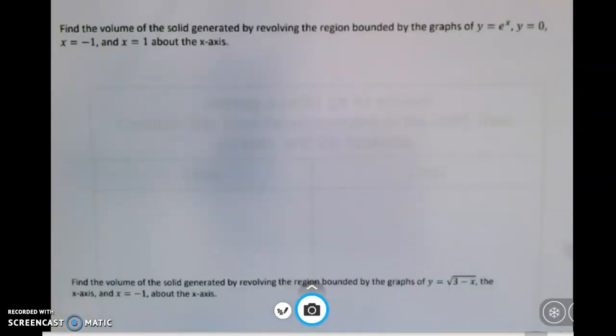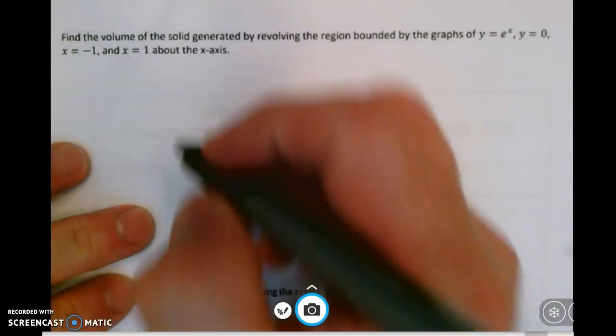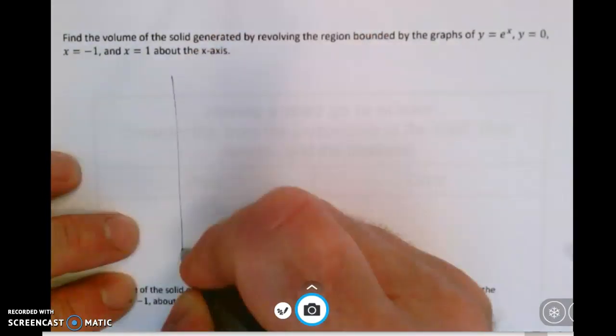Okay, find the volume of the solid generated by revolving the region bounded by the graphs y equals e to the x, y equals 0, x equals -1, and x equals 1 about the x-axis. Sorry, interrupted by one of my boys. I'm just going to draw this quickly because we're running out of time.